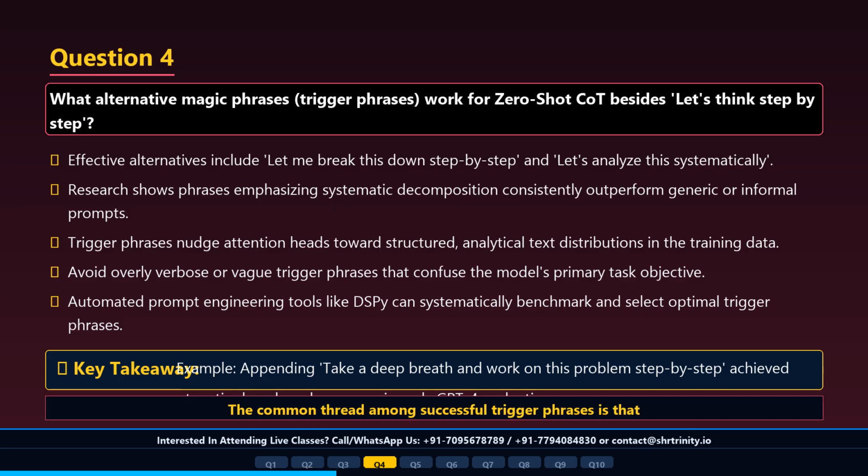Research benchmarking various trigger phrases showed that variants emphasizing systematic breakdown, "let me think step by step," "work through this logically," consistently outperform informal or generic prompts. For example, using "take a deep breath and work on this problem step by step" achieved top-tier performance in early GPT-4 evaluations. A common mistake is using overly verbose or vague trigger phrases that confuse the model's primary task objective. As an interview tip, mention that prompt optimization tools like DSP automatically benchmark and select the highest performing trigger phrase.